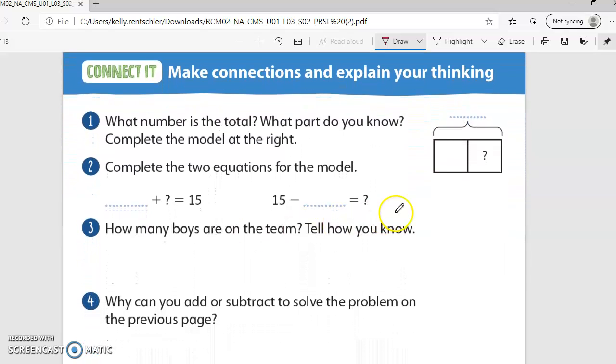So now they have a bar model and they want us to fill it in with the right numbers. So what number is the total? What part do you know? Complete the number model to the right. Well, if there's 15 players on the team, 7 are girls. Those are the 2 numbers that we know.